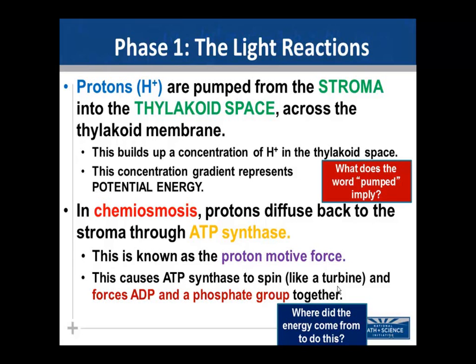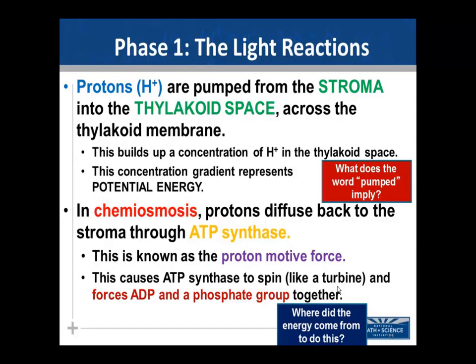So ATP synthase spins as these protons are flowing through this molecule to get to the other side, to the area of lower concentration to achieve equilibrium. ATP synthase is going to spin kind of like a turbine, and it's going to jam ADP and the phosphate group together.